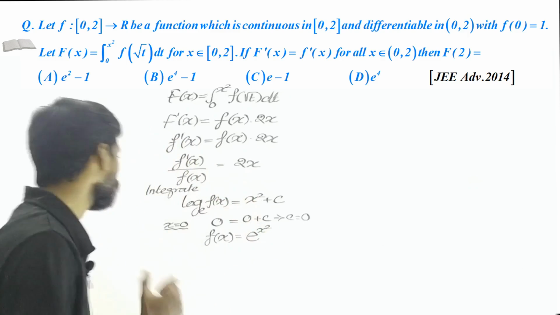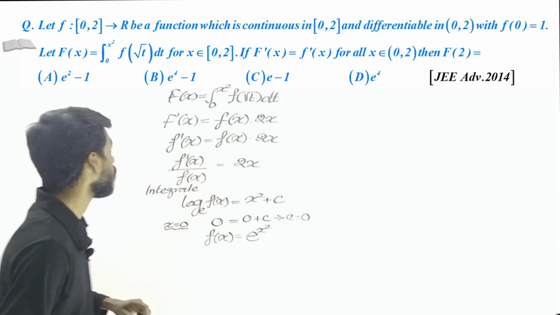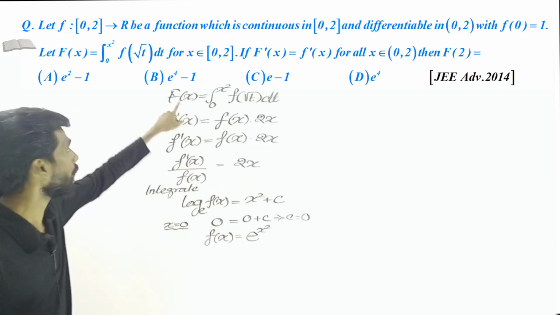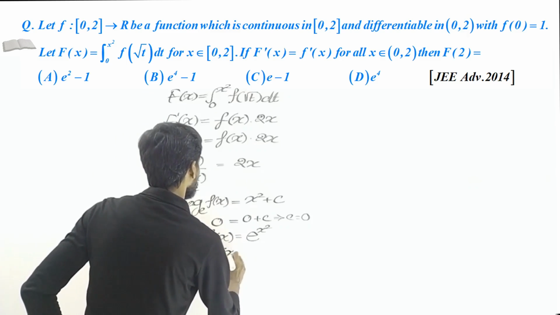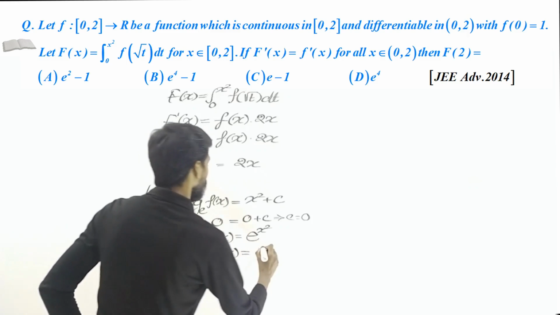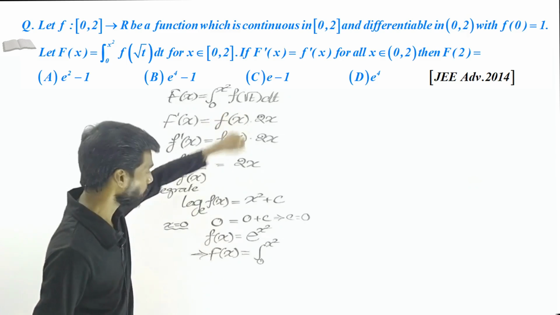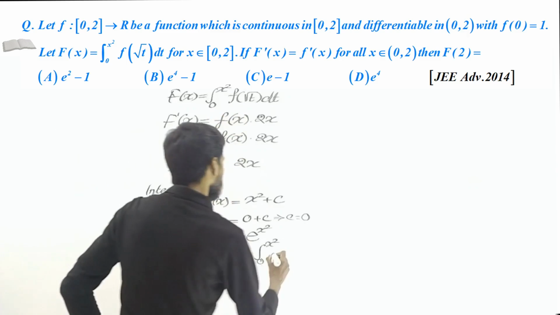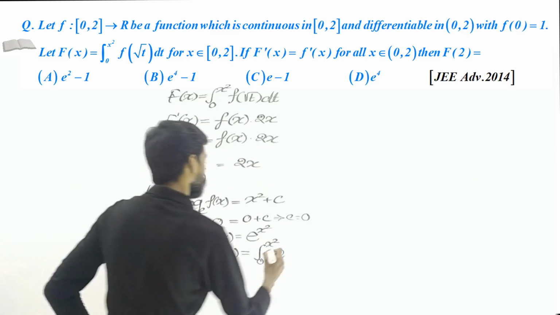Now what is asked in the question is capital F of 2. So for that we have to substitute here. We've got f of x equal to e to the power x square, so we can substitute here. So capital F of x equals the integral from 0 to x square of f of root t. F of x is e to the power x square, so f of root t is e to the power root x square, so that is x. That's all.